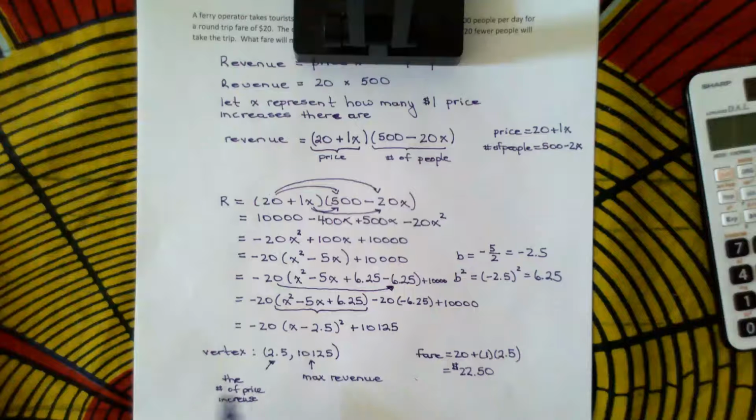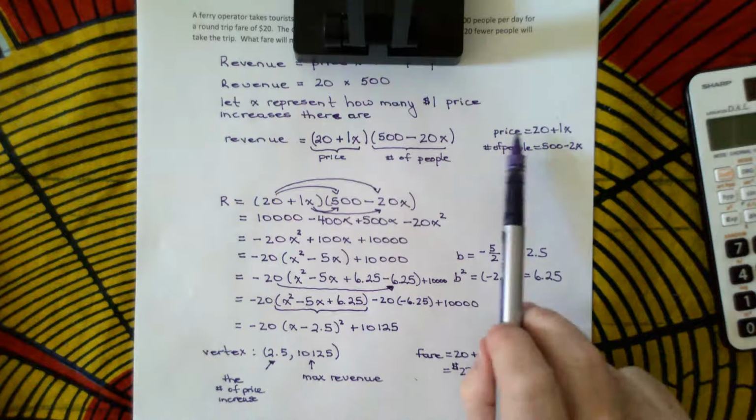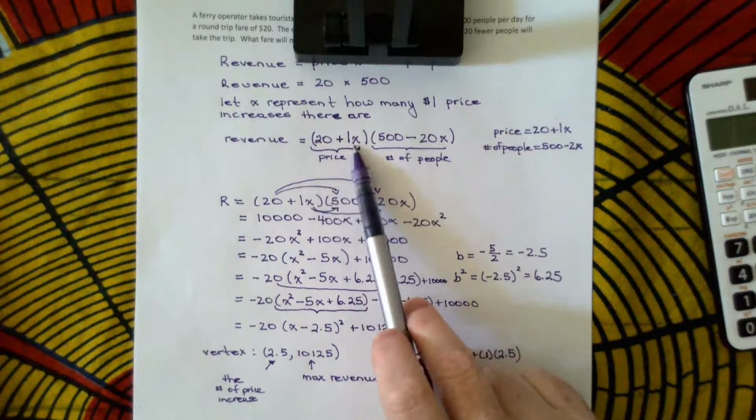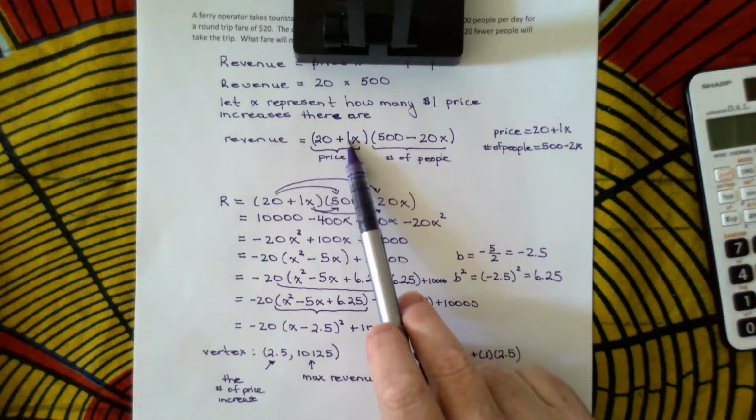Once we know the number of price increases, then we can figure out what the price is just simply by putting it into, we knew it was $20 plus 1 times 2.5 price increases.